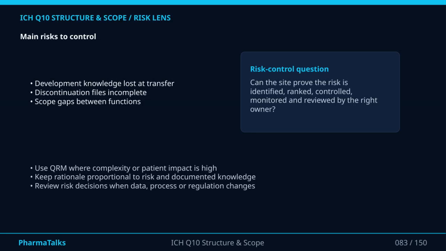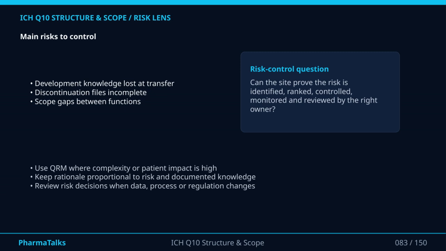On this slide, we're focusing on the structure and scope of ICH-Q10 through a risk management lens. The main risks that need careful control include the loss of development knowledge during transfer processes, incomplete discontinuation files, and gaps in scope between different functions. These risks can lead to significant issues if not properly managed. The key risk control question we ask is whether the site can demonstrate that the risk has been clearly identified, appropriately ranked, controlled, monitored, and regularly reviewed by the correct owner. This ensures accountability and effective management.